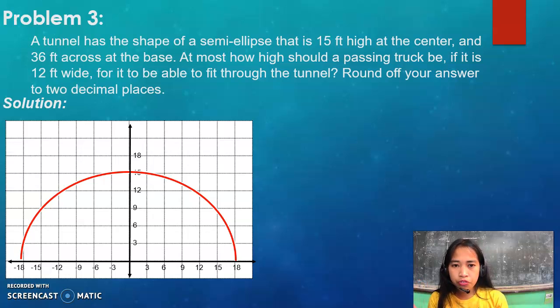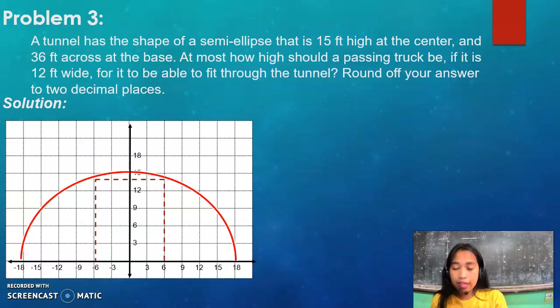So, let's assume that there is a truck that will pass through the tunnel, and it is 12 feet wide. So, we also divide the 12 feet into 2, 6 feet to the right and 6 feet to the left. So, how high can the truck be so that it can pass through the tunnel?